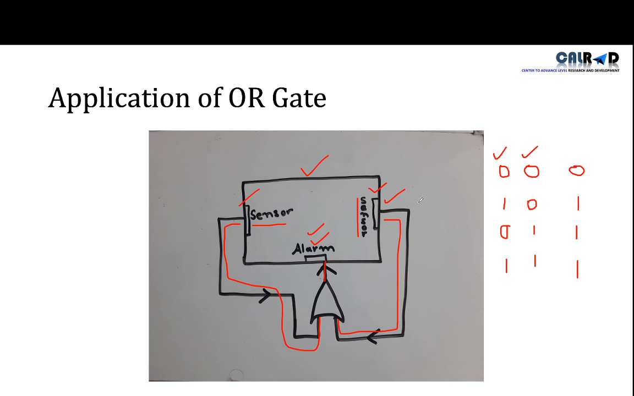But for example, if someone is entering from this door, the data of this door will be 1 and the data for this door will be 0. So for 0 1, the output will be 1. This means the alarm will be ringing. So OR gate is mostly used for this type of applications where we use sensors and for security also. So this is one of the basic applications for OR gate.